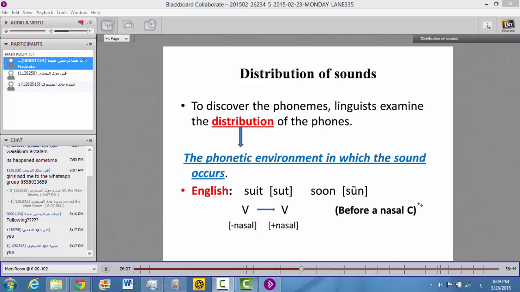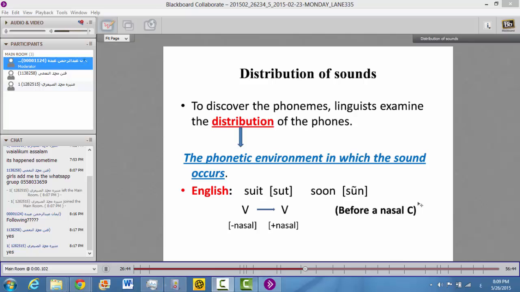The distribution of sounds. Now we said phonology is concerned with the organization of sounds and their distribution and the rules that govern this distribution. What do you mean by this term, distribution? To discover the phonemes, linguists examine the distribution of the phones. Here is the definition. The distribution is the phonetic environment or the phonetic position in which the sound occurs.